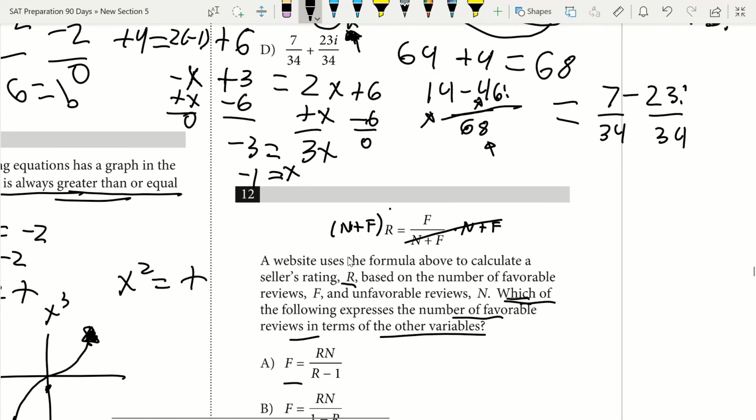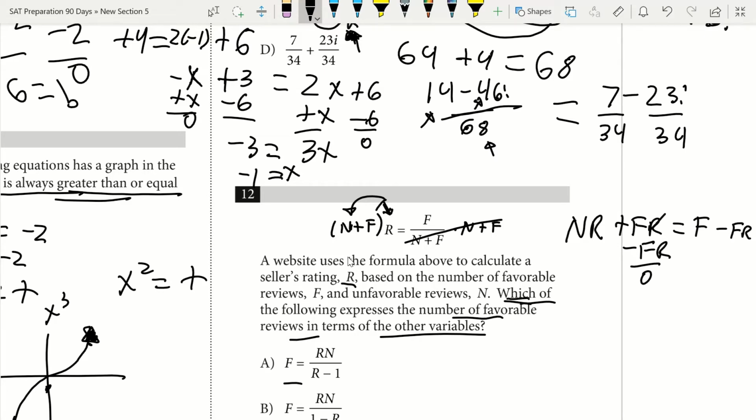All right, so we have n plus f. Now we're going to multiply it by this r, right? So we're going to have fr, and we're going to have nr. So now we have nr plus fr equals f. Now I'm going to subtract fr from each side, and you'll see why, because I want to get all my f's on one side, since I'm trying to solve for what f equals. So I subtract fr from each side, so now I have nr equals f minus fr.